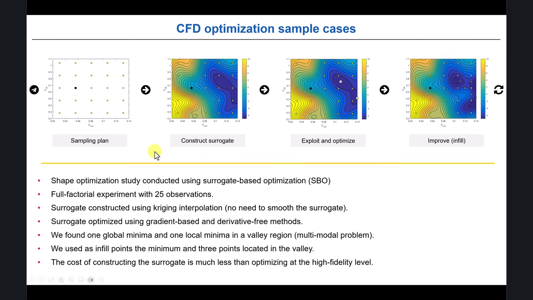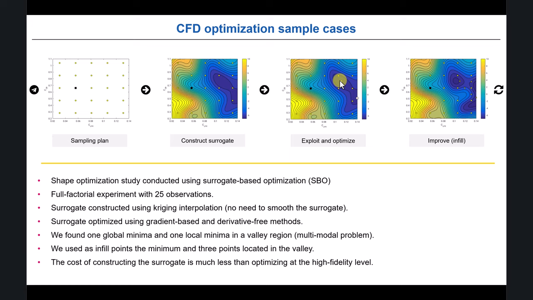I'm not going into details of what the case is, but basically what we're doing using efficient global optimization is that first you do a sampling plan, design space exploration. Using that sampling plan, you can construct your surrogate or metamodel, or whatever you want to call it. And then you exploit and optimize this surrogate, but not necessarily optimize. Just to clarify, for instance, you can start from this point. This black square can represent your starting point, and you can get to this optimal value in the surrogate. But this is in the hope that you constructed a good surrogate.